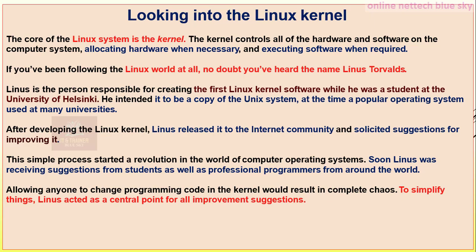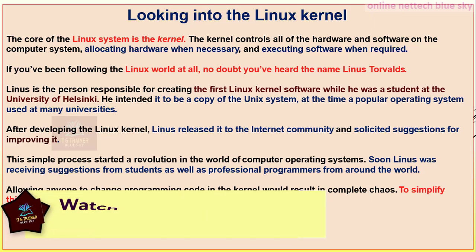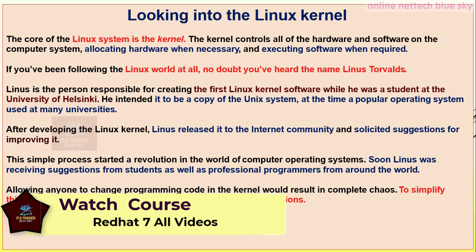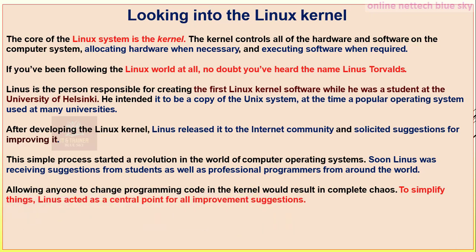Allowing anyone to change the programmer's code, the Linux operating system lets you change the code and change the operating system. In the kernel world, this would result in complete chaos. Chaos is one type of process system. To simplify things, Linus acted as the central point for all improvement suggestions.